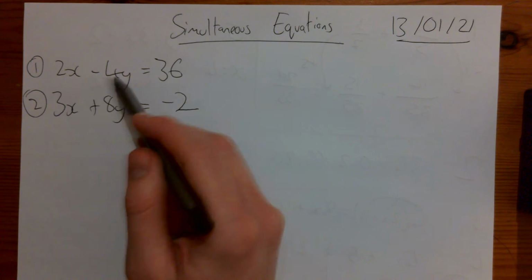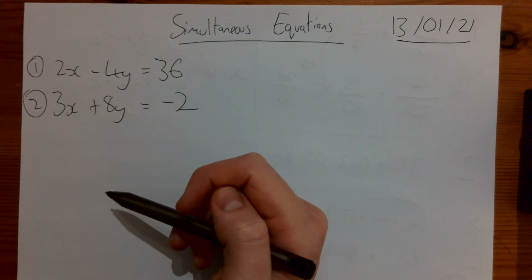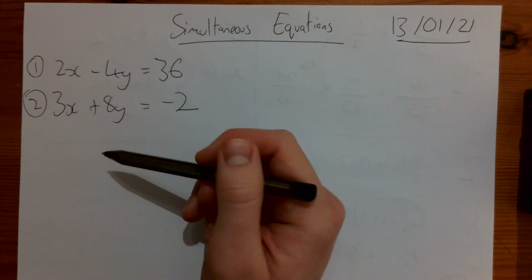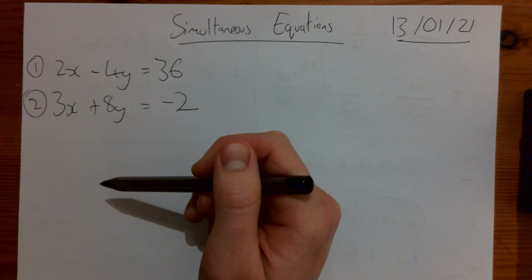This is the first one, 2x minus 4y equals 36. 3x plus 8y equals minus 2. Now I would choose to make the y's matching on this one. I think when you've got a plus and a minus, that makes it quite nice to match.